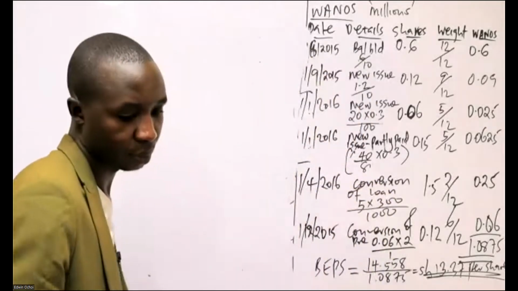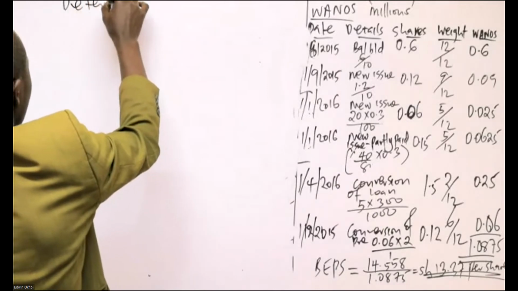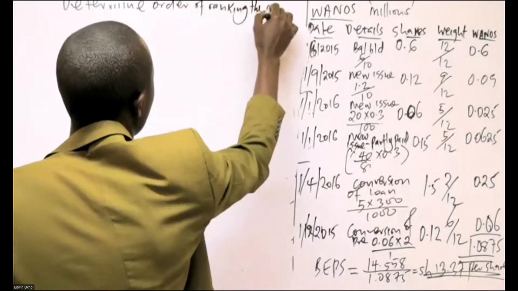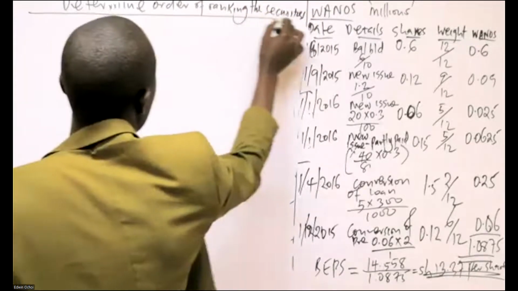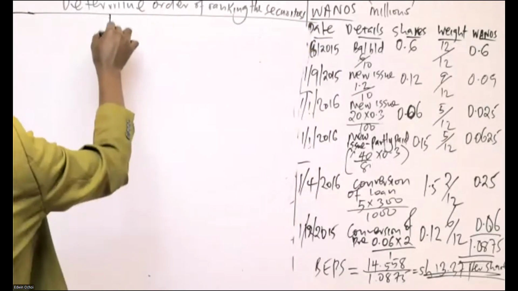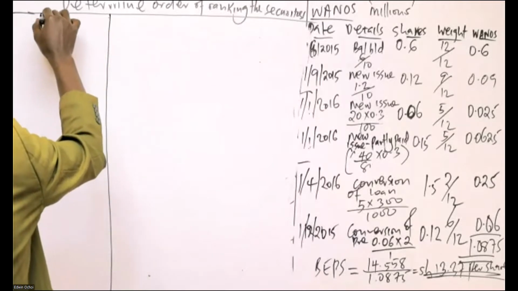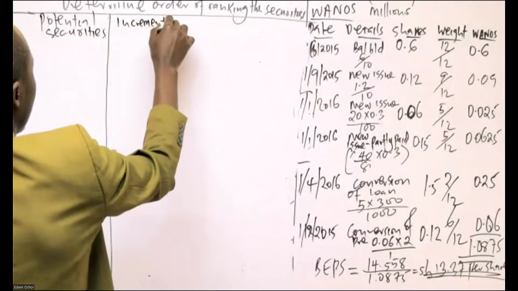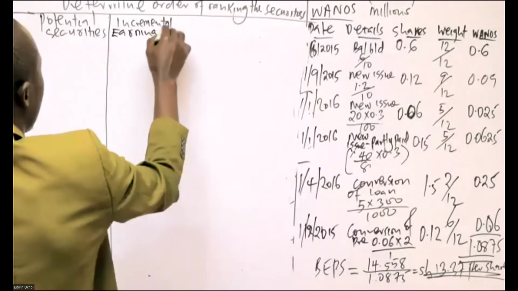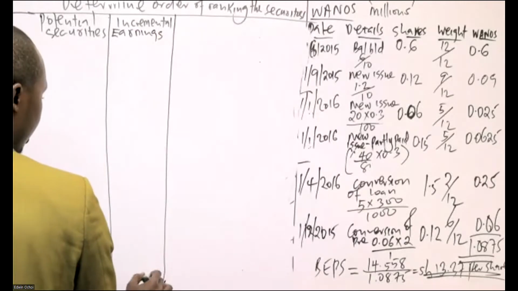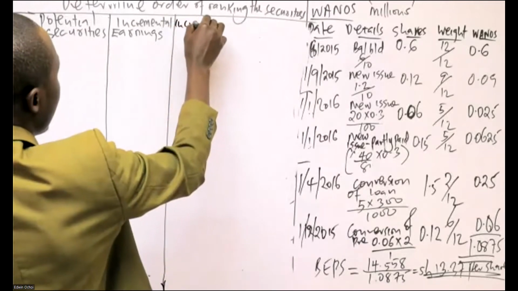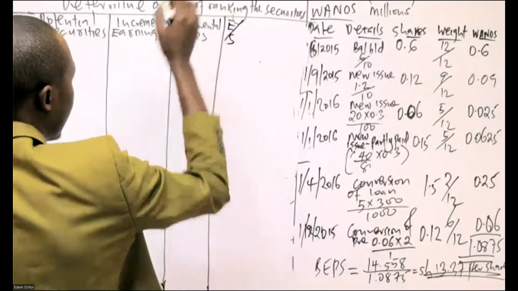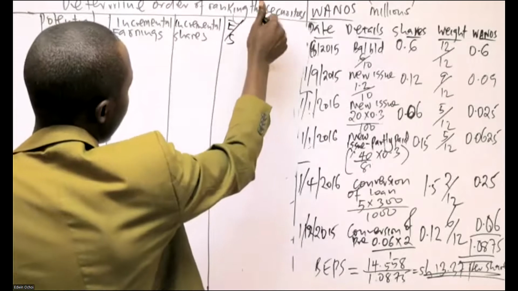So we determine the order of ranking the securities. That is where we start from, because already we have the basic. Determine the order of ranking the securities. Right. So remember that here we will be using the potential securities. So we have incremental earnings, and we talk about incremental shares. Whenever the incremental earnings and incremental shares are divided, you get the earnings per incremental share. Then we rank.